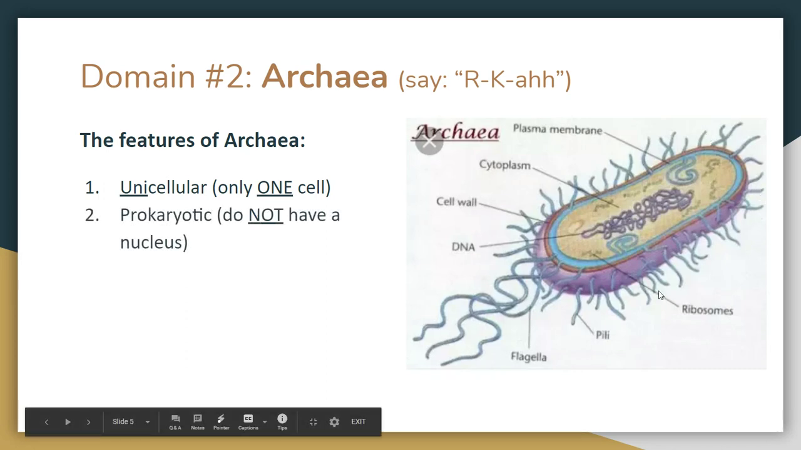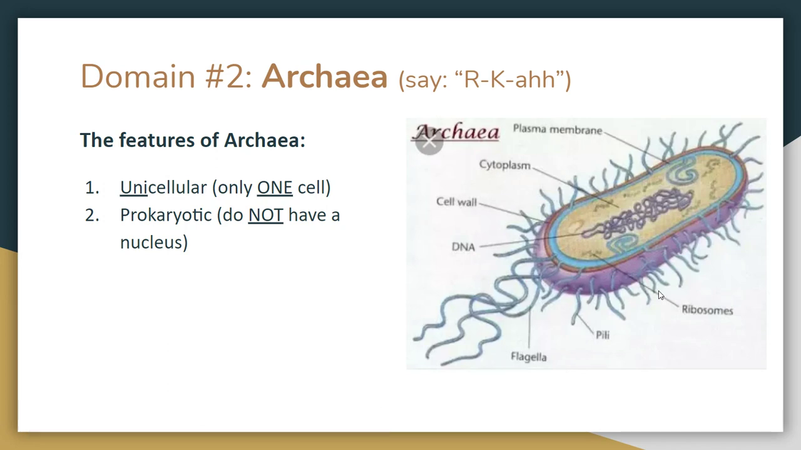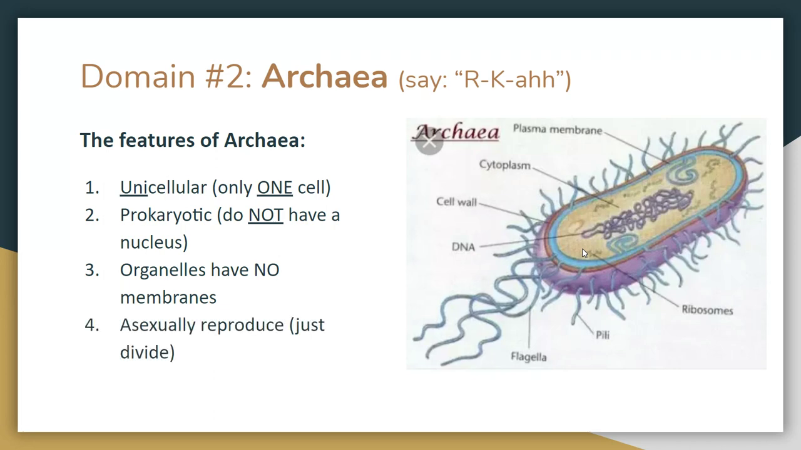It's one cell. It's prokaryotic. It does not have a nucleus. That DNA is just hanging out in the organism. It doesn't have its own set spot. And it doesn't have any organelles that are membrane bound. So it has no membrane bound organelles. All right, you can see it doesn't have anything in there that has a membrane bound around it. Okay? And again, these reproduce asexually as well.